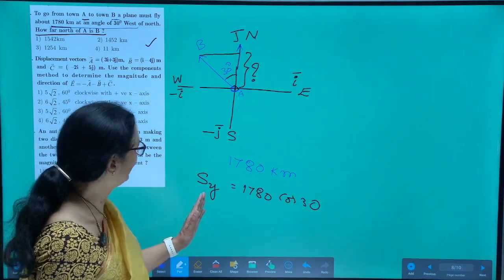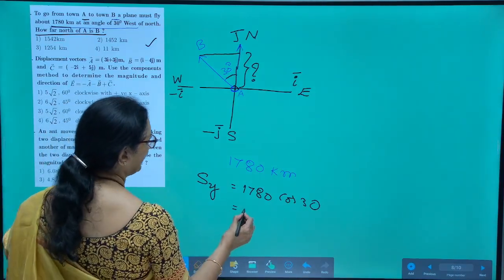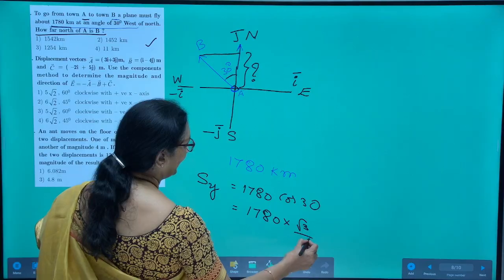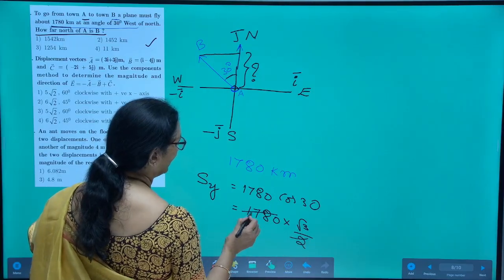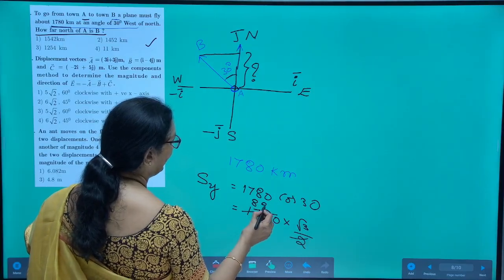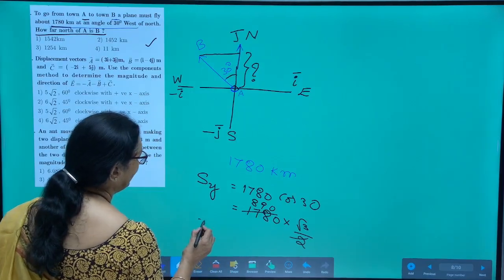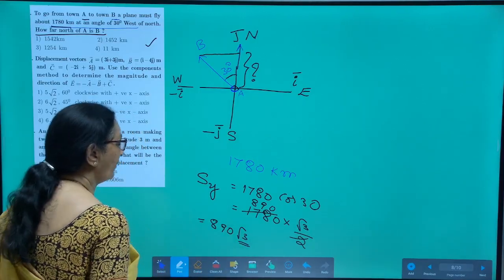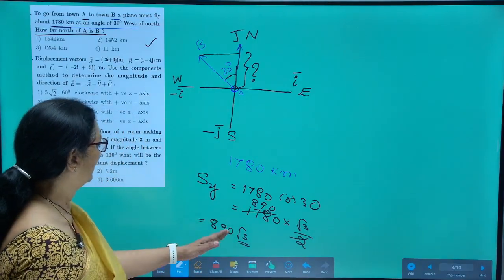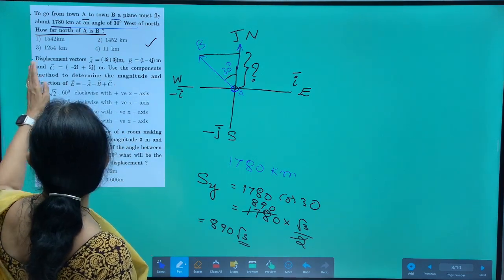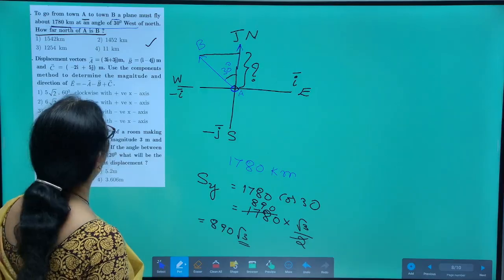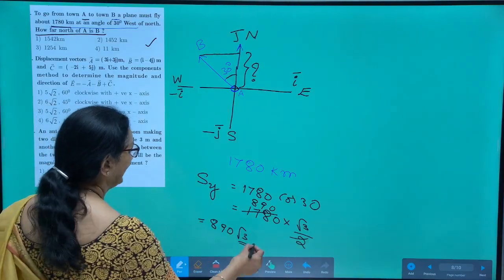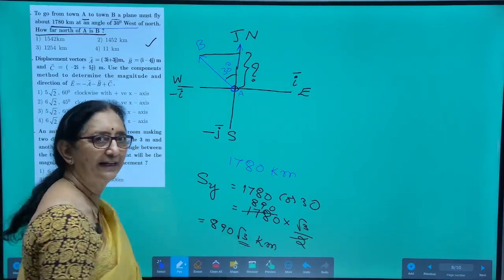Let us represent it as SY. So, this is 1780 cos 30, and cos 30 is root 3 by 2. So here, 890, 890 root 3. Root 3 is 1.732. So approximately you will be getting around 1542 kilometers. That is the answer. Or simply 890 root 3 kilometers.